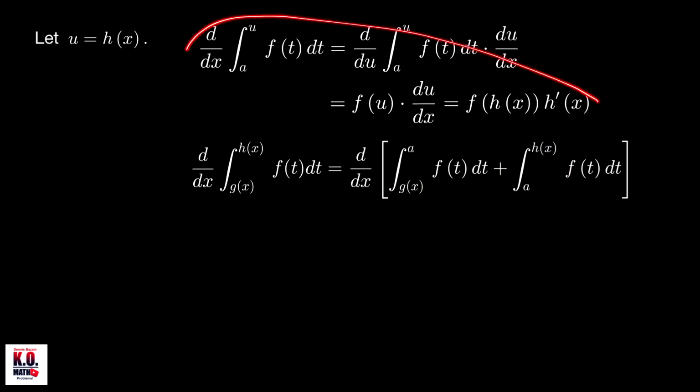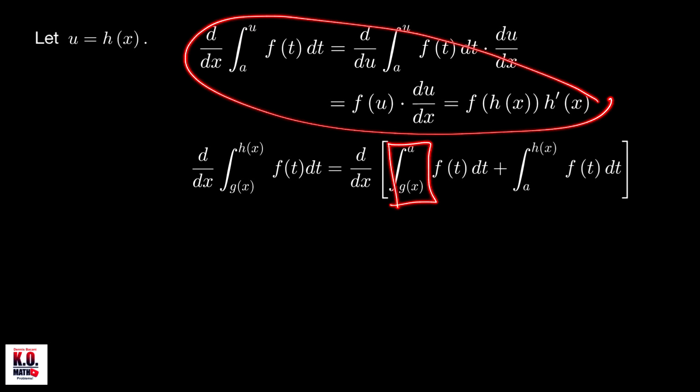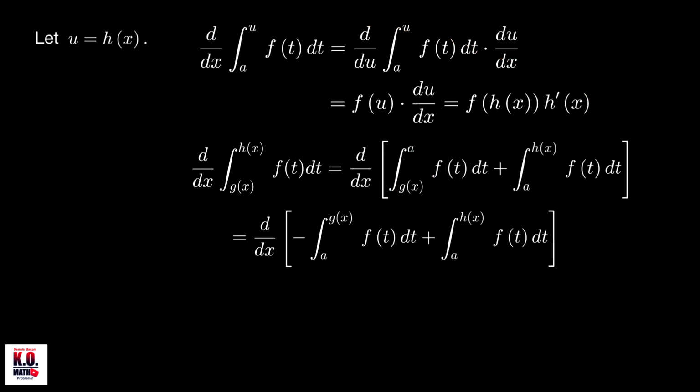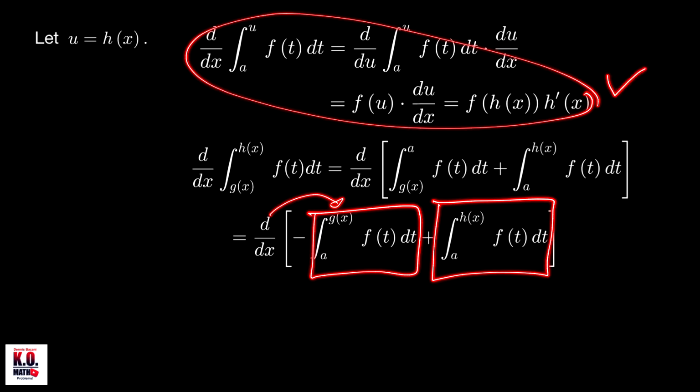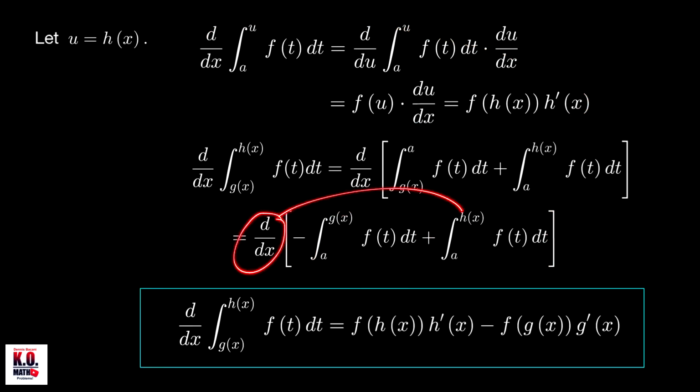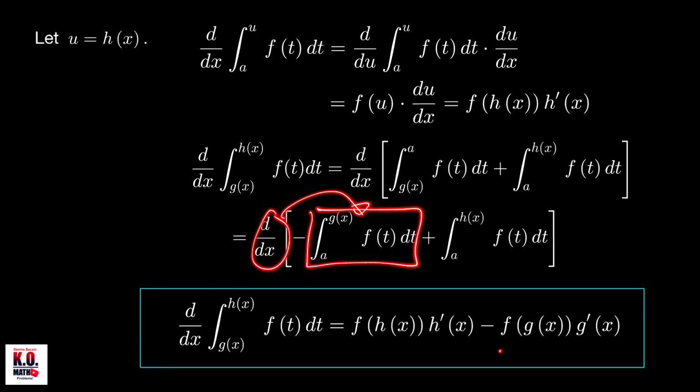Now, so that we can apply our result for this integral, we're going to interchange the limits of integration. But of course, when we interchange the limits of integration, we have to multiply that by -1. And now we can already apply this result to compute the derivative of this integral and also the derivative of this integral. Applying this result, we'll get the derivative of this second integral is just equal to f of h of x times h prime of x, and then minus the derivative of this integral here, which is equal to f of g of x times g prime of x.